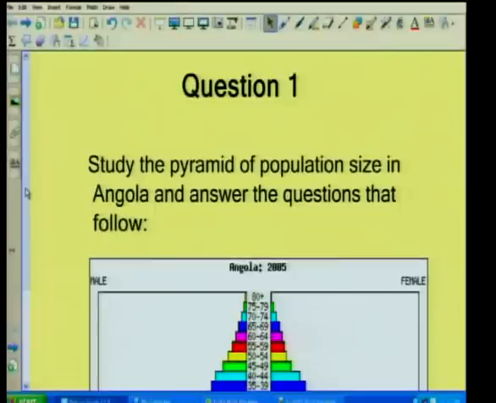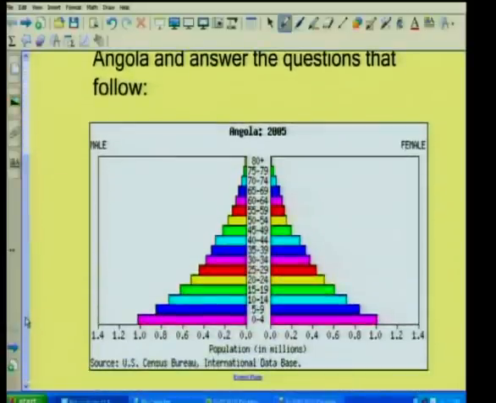Okay, people, we're looking at question one here. It says, study the pyramid. Let me get my blue pen. A pyramid of population size in Angola, and answer the questions that follow. If we look at this, they give us the whole thing. This is from the Population Census Bureau, and the source was the United States Census Bureau.